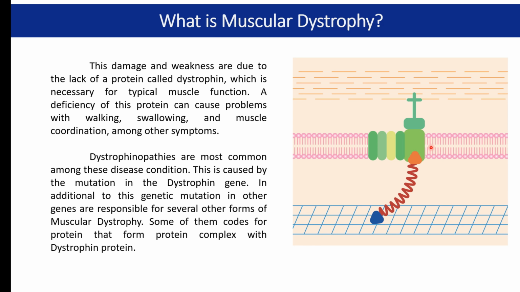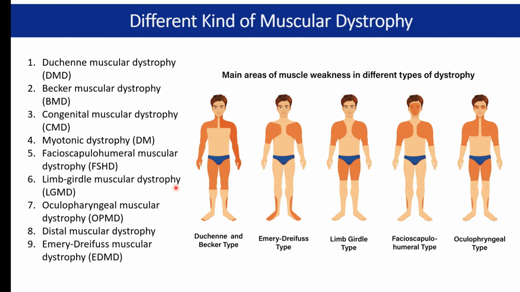Also, there are cases where a mutation in the associated protein complex can lead to a different form of muscular dystrophy. Here I have shown the different types of muscular dystrophy, like Duchenne muscular dystrophy, Becker muscular dystrophy, congenital muscular dystrophy, myotonic dystrophy, facioscapulohumeral muscular dystrophy, limb-girdle muscular dystrophy, and oculopharyngeal muscular dystrophy. In all of these, you will see different areas of muscles being affected in different conditions.